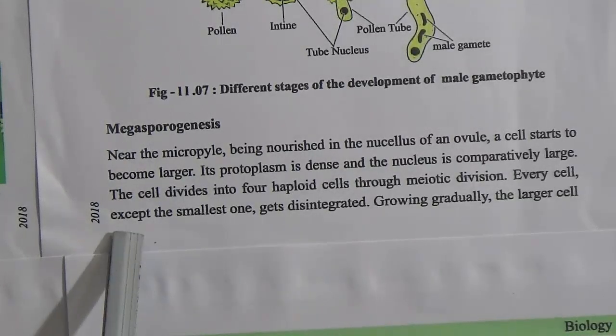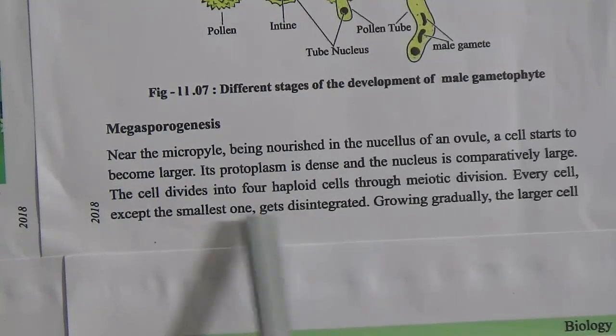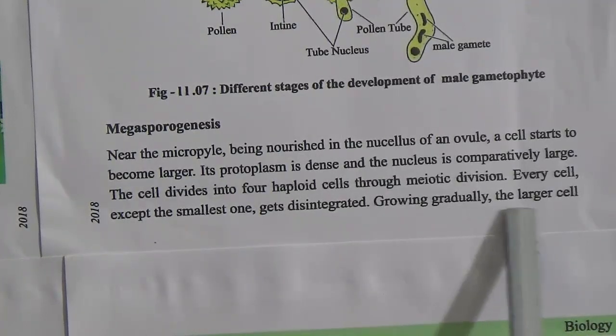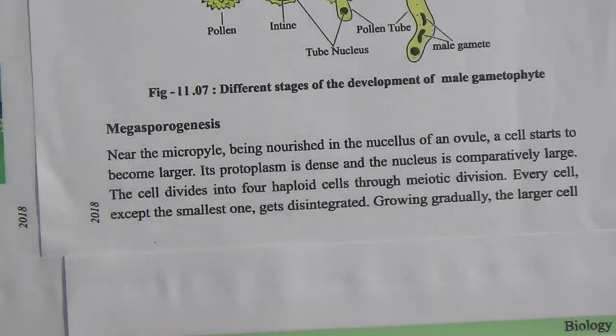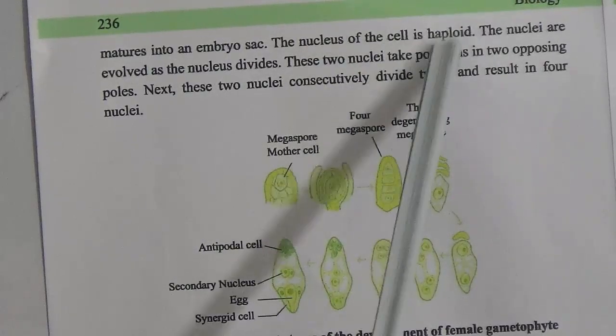Every cell except the smallest one gets disintegrated, growing gradually. The larger cell matured into an embryo sac. The nucleus of the cell is haploid.